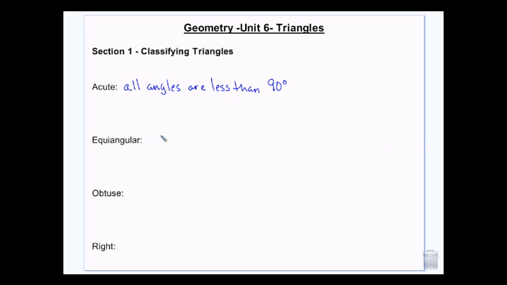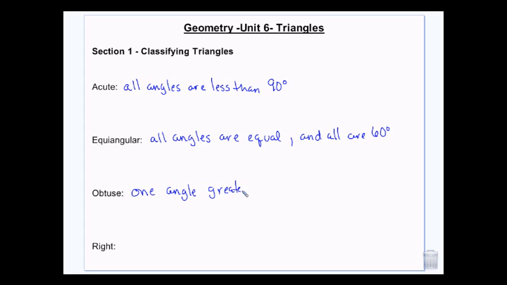Okay, an equiangular triangle, in an equiangular triangle, every angle is 60 degrees. And an obtuse triangle, you have one angle that is greater than 90.